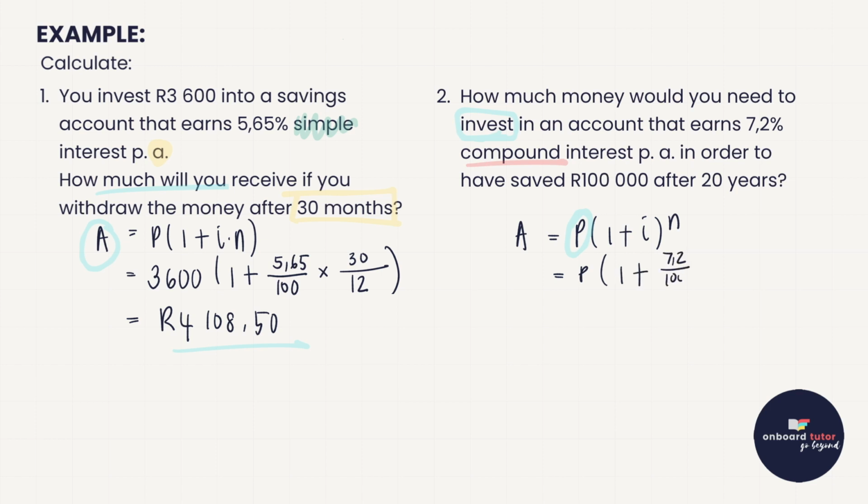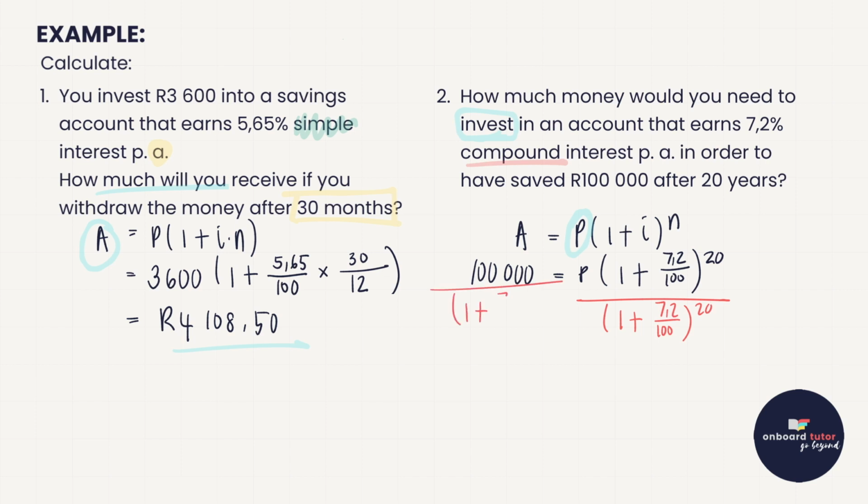7.2 per 100%. Okay, we've got a 20-year investment here, and we want to have 100,000 Rand. In order to solve for that unknown P value, I think what we need to do is, since it's multiplying by this whole bracket, we need to divide by this whole bracket. So there we go. What I do to the one side, I do to the other side.